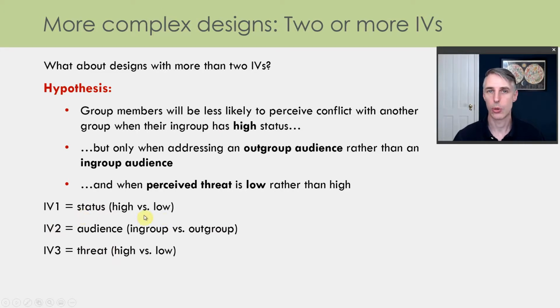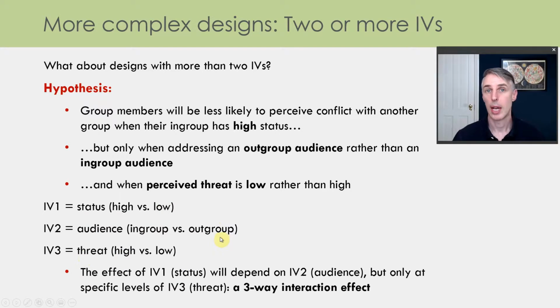and we can operationalize those as having two conditions each in this case. So status has two conditions, high versus low. Audience has two conditions, in-group versus out-group, as we've already seen. But now we have a third independent variable, threat, which is operationalized as high versus low. And the hypothesis here is specifically suggesting that the effect of this first IV, status, as we've seen, will depend on that second independent variable, audience. But now it's also suggesting this is only going to occur at specific levels of this third independent variable, threat.